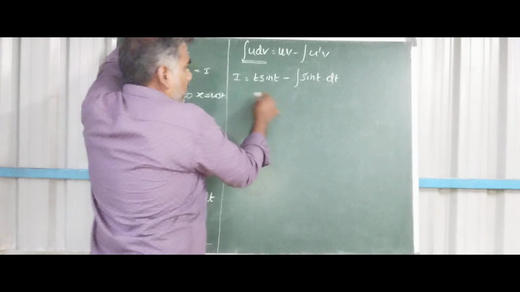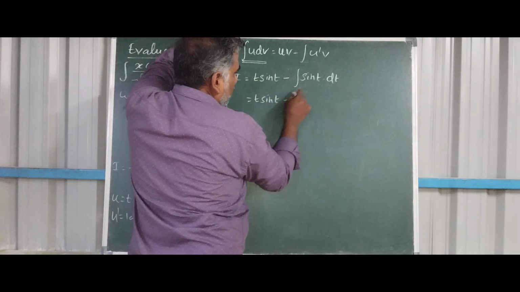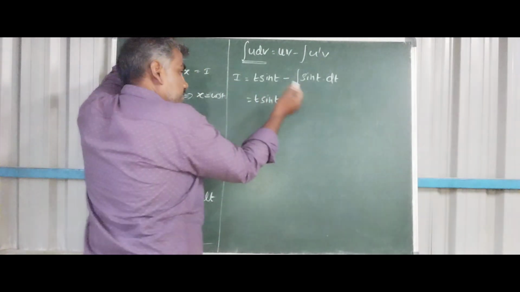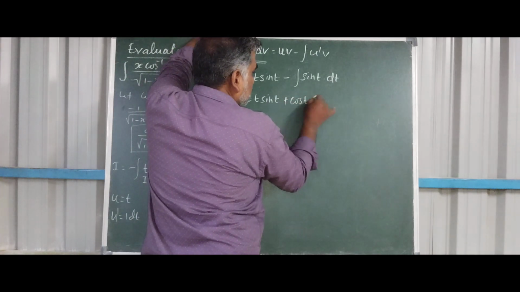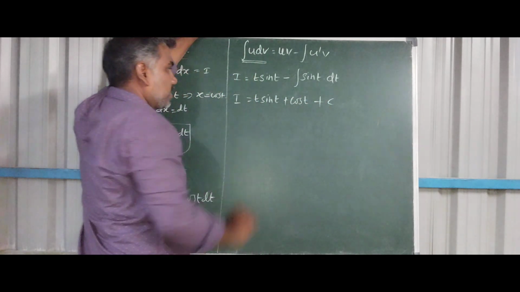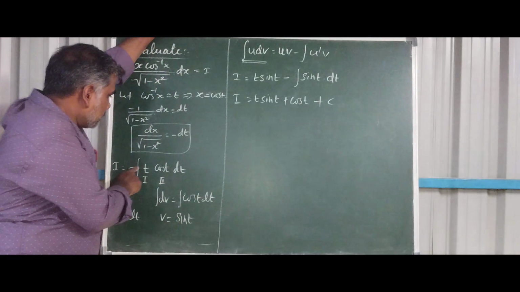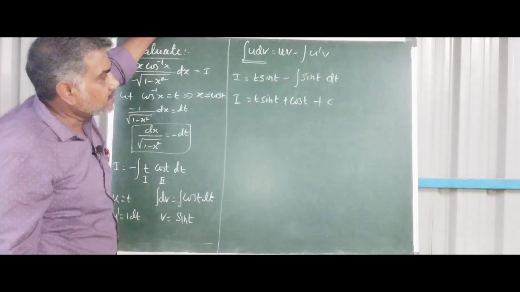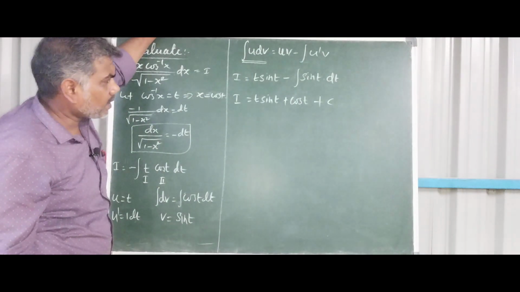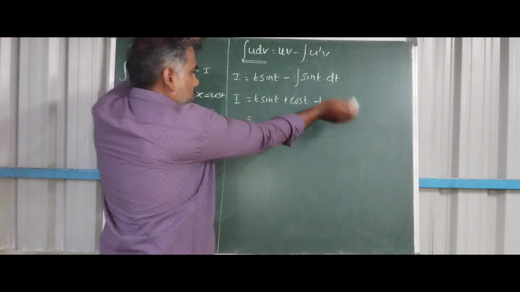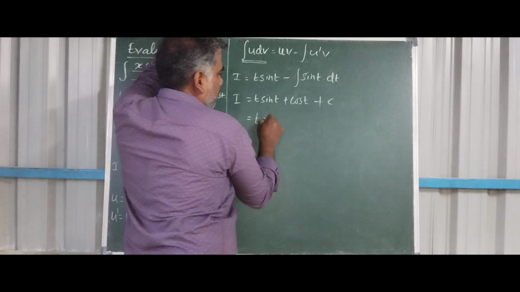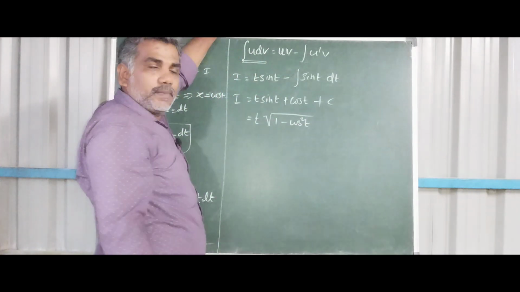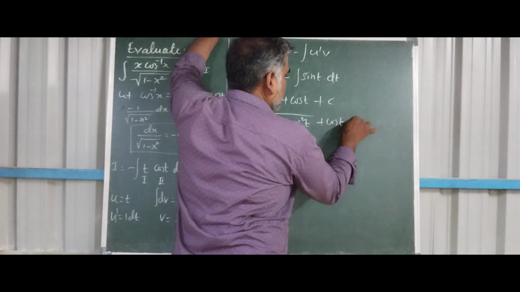So t sin t minus integration of sin t. Integration of sin t is minus cos t. Therefore it is plus cos t plus c. This is our I. Now we need to substitute the value of t back. What is t actually? Cos inverse of x. We can write sin t as root of 1 minus cos square t, so t into root of 1 minus cos square t plus cos t plus c.